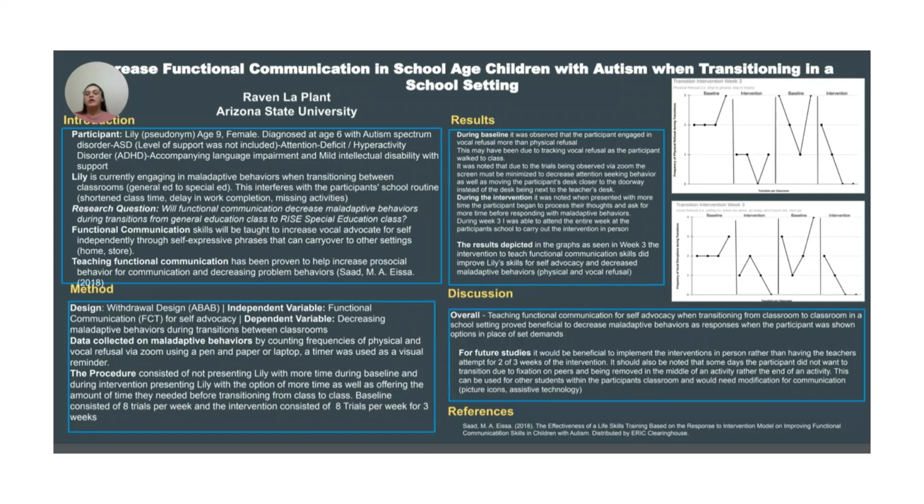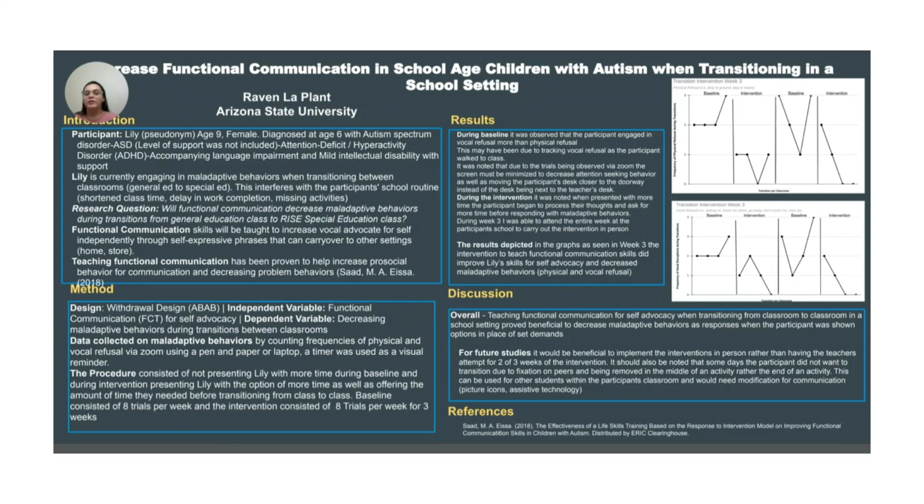Teaching functional communication has been proven to help increase pro-social behavior for communication and decreasing problem behaviors in a study of the effectiveness of a skills training based on the response to intervention model on improving functional communication skills in children with autism. The method I chose was withdrawal design, ABAB, due to being able to focus more on one participant's needs.